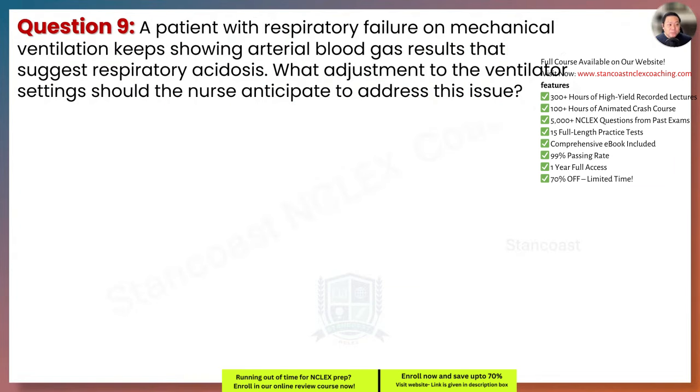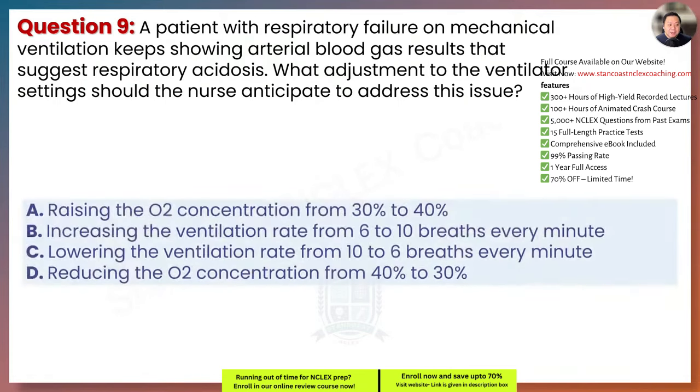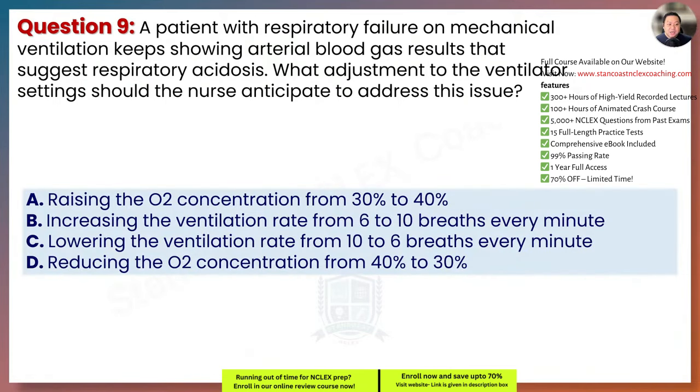9. A patient with respiratory failure on mechanical ventilation keeps showing arterial blood gas results that suggest respiratory acidosis. What adjustment to the ventilator settings should the nurse anticipate to address this issue? Options. A. Raising the oxygen concentration from 30 to 40%. B. Increasing the ventilation rate from 6 to 10 breaths every minute. C. Lowering the ventilation rate from 10 to 6 breaths every minute. And D. Reducing the oxygen concentration from 40 to 30%.